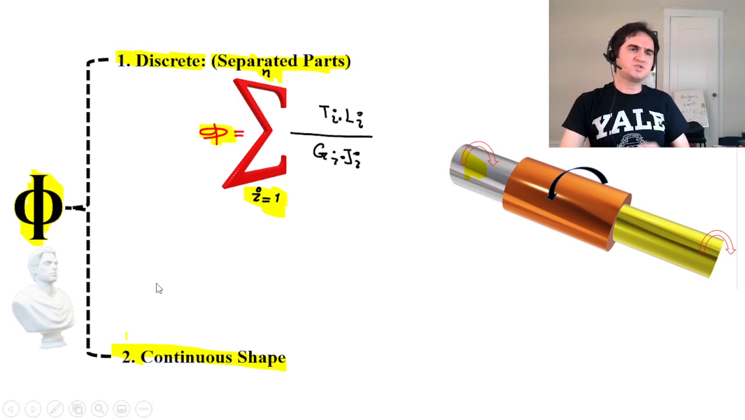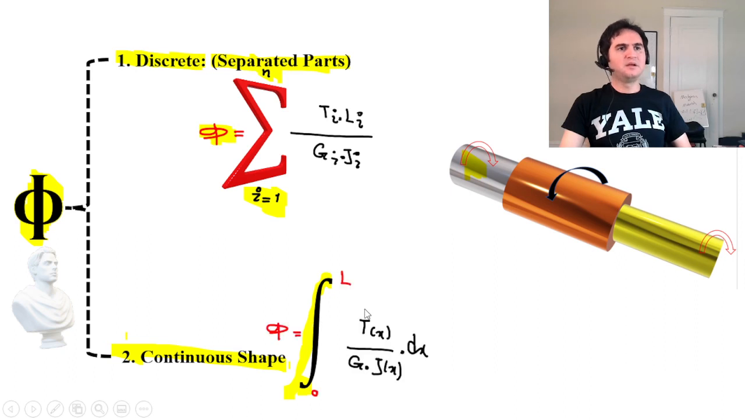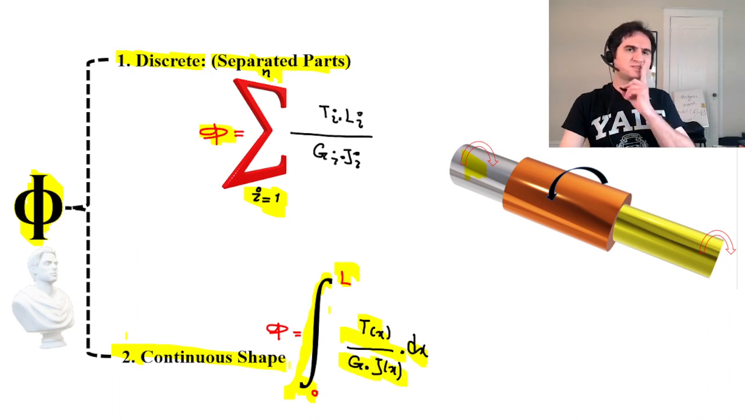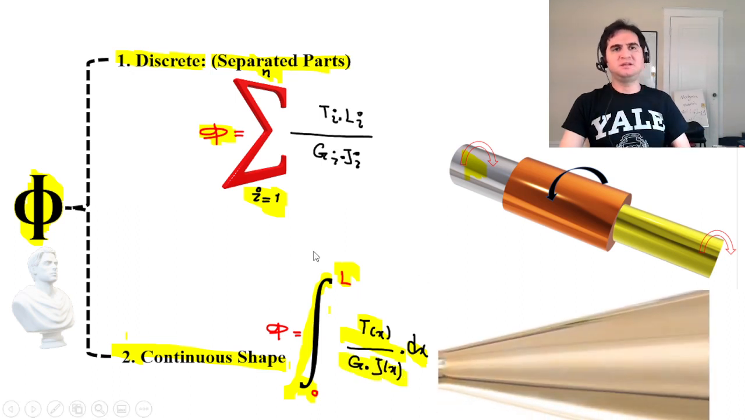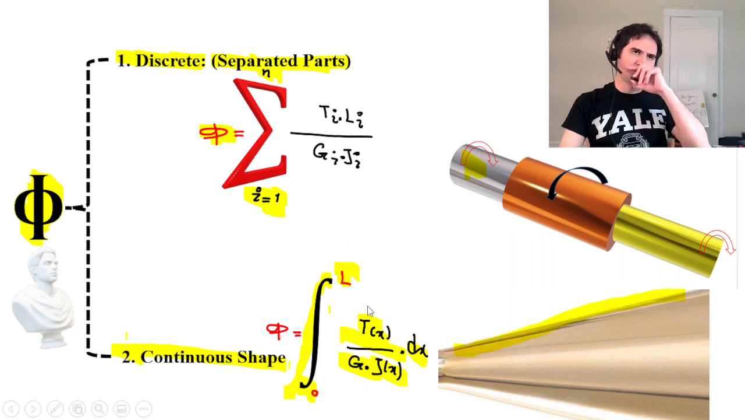In a continuous shape, you have no way but an integration from 0 to L of T(x) dx over G J(x). That's when you have a shape whose cross-sectional area is changing, either linearly or non-linearly.